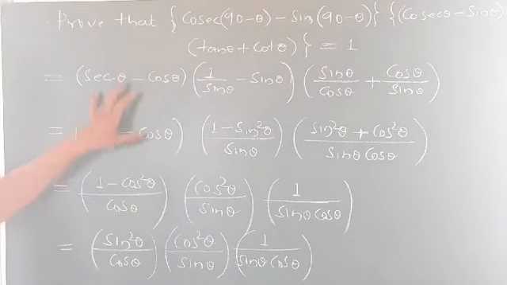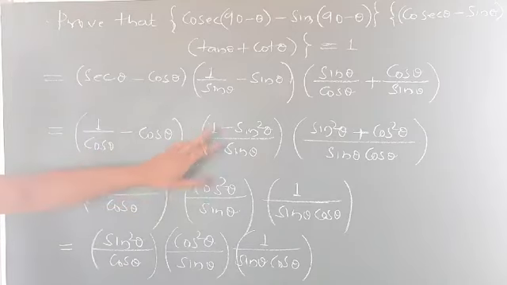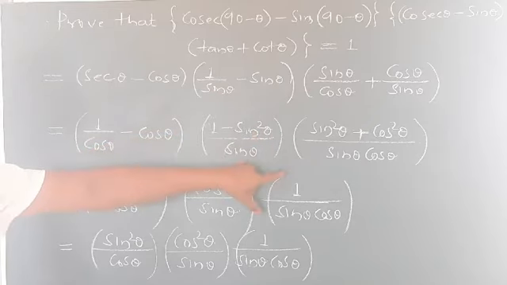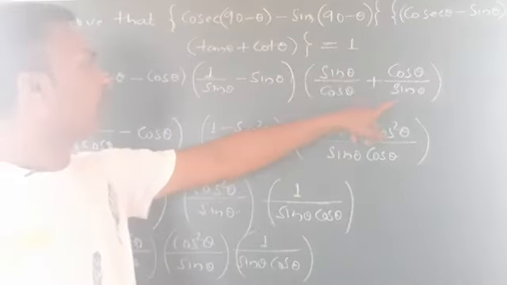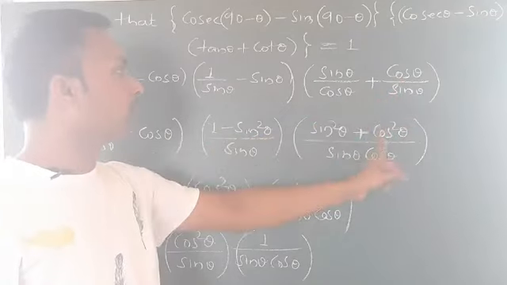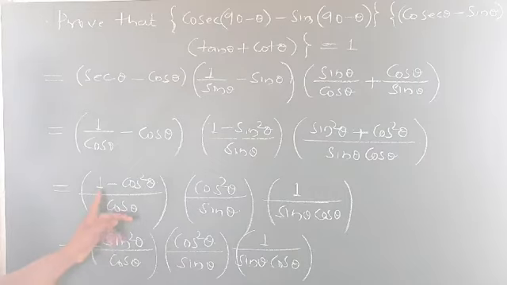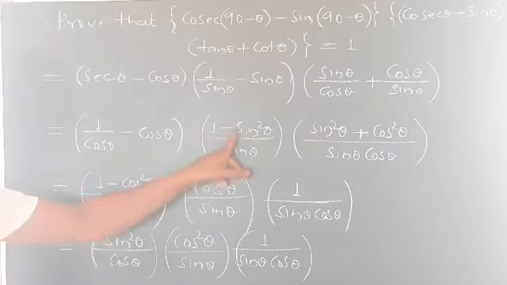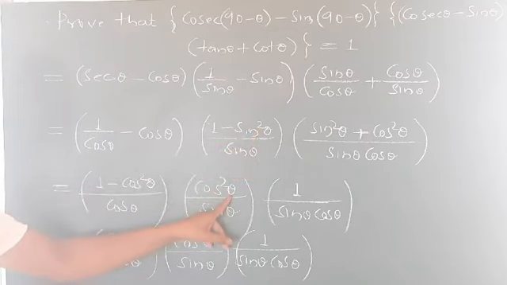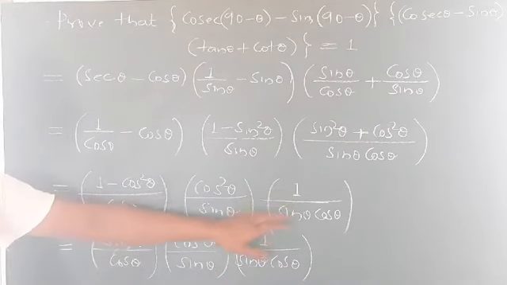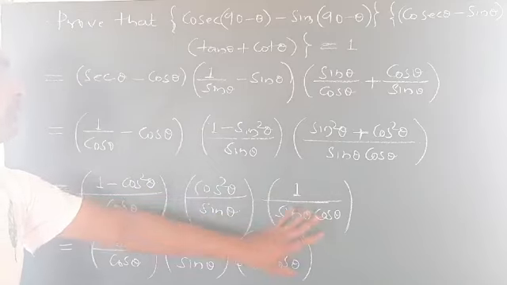Now once you converted sec, we can write 1 by cos, and this cos is as it is, 1 by sin. So take the LCM: sin into sin, sin square, 1 minus sin square by sin theta. Now cross multiply: sin into sin, sin square theta; cos into cos, cos square theta; cos into sin or sin into cos. So 1 minus cos square theta by cos theta. 1 minus cos square is nothing but cos square theta, and 1 minus sin square is nothing but cos square theta by sin theta. This sin square plus cos square is nothing but 1 here, and this denominator is sin into cos as it is.